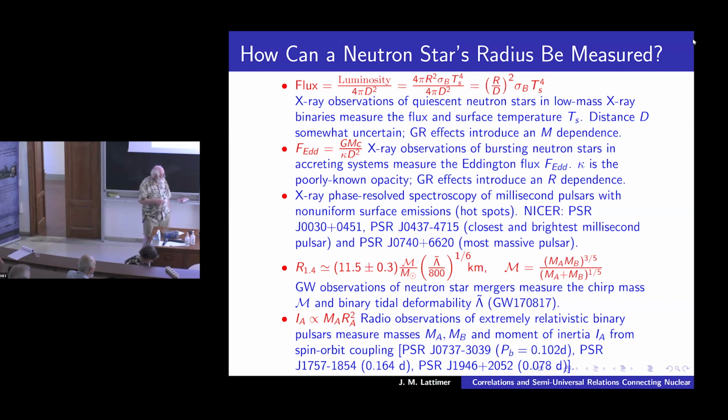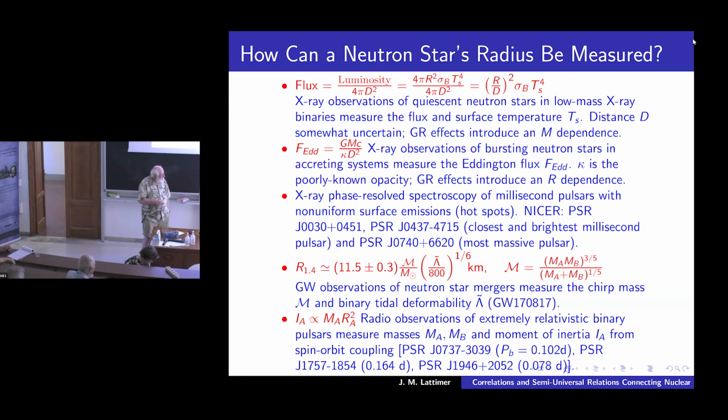And the radii of 1.4 solar masses can be connected very closely to the chirp mass and to the tidal deformability, this binary tidal deformability. And notice the approximate 1/6 power on this. So even a poor measurement of the tidal deformability can give very important information about the radius, because the errors are then reduced by a factor of 6.